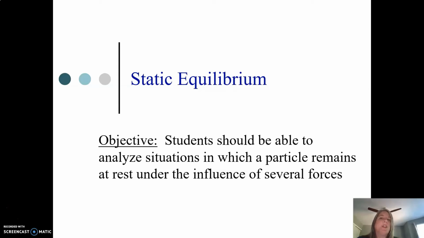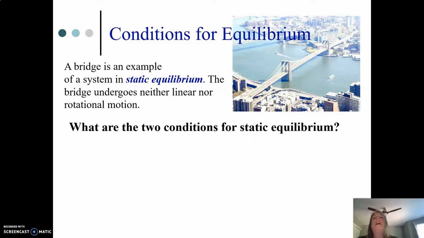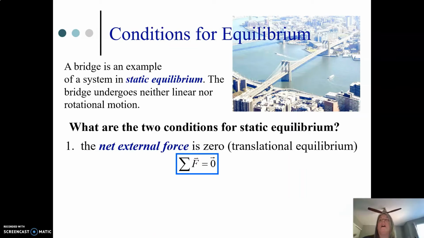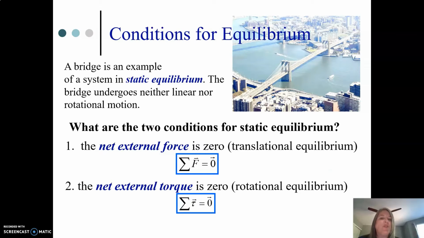In this video, we're going to talk about static equilibrium. Now, if you remember static equilibrium from AP Physics 1, it's when a system isn't moving linearly or rotationally. And so our two conditions for static equilibrium are the sum of the forces equals 0, both in the x and y directions, and the net external torque is 0. So we're also in rotational equilibrium.